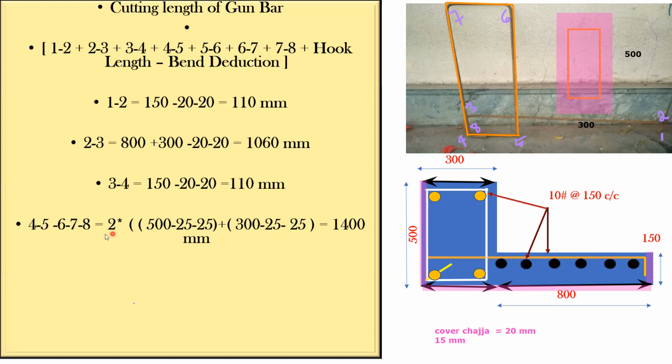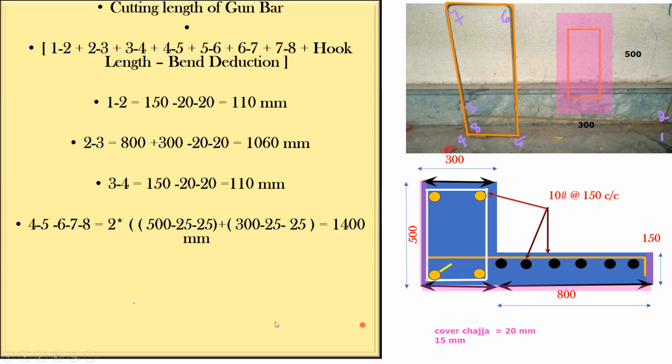Whatever you get, that will be your cutting length for this particular stirrup. Got it? Same thing I've done here. So 2 into means 2 times I've done. 2 into 500 minus 25 minus 25 plus 300 minus 25 minus 25. Try to do this calculation. You will get 1400. This is 450 and this is 250. 450 plus 250 is 700. 700 into 2 is 1400 mm. Simple. Very simple.